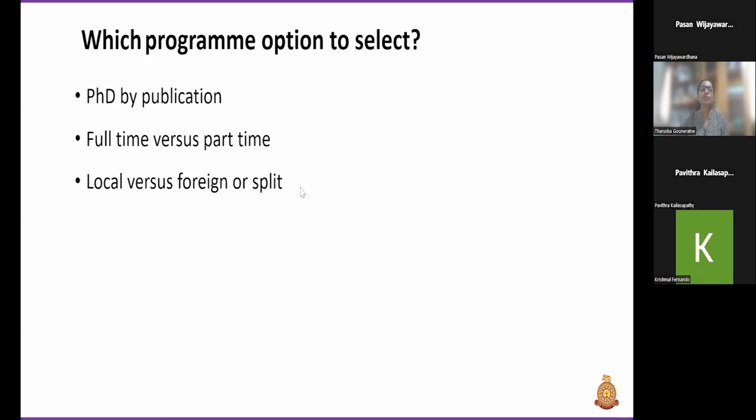Then in terms of the options, there are different types. There are PhDs by publications, full-time versus part-time, local versus foreign, etc. Of course, for PhD by publication, there are some universities which opt for that. Typically, it could take a longer time, and depending on the degree awarding body, they may be very specific about the quality and about the particular publications they are after. So it can take a long time.